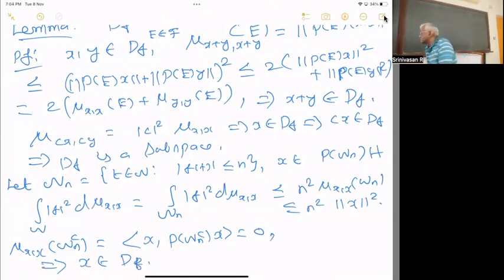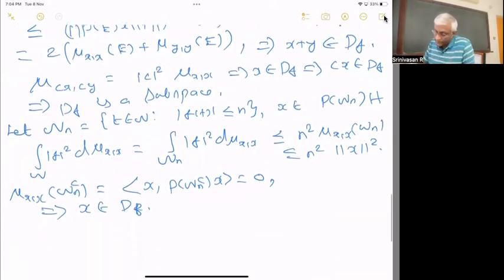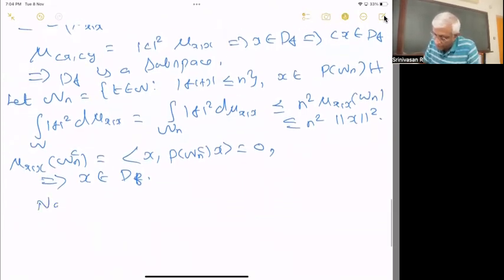Can you repeat why mu xx of omega n complement is zero? X is in the range of P of omega n. P of omega n and P of omega n complement are orthogonal by definition. Sure. You can look at it whichever way, so let's look at it.